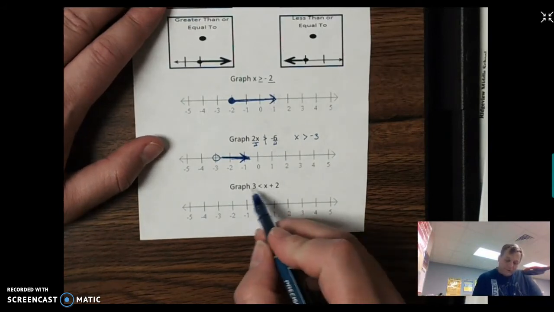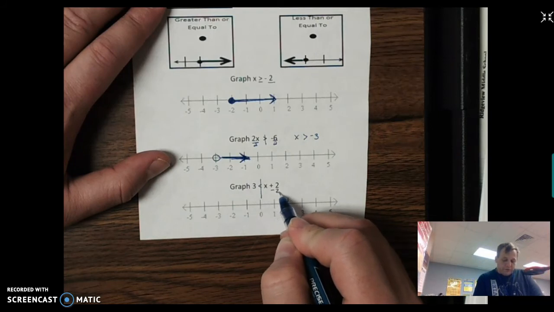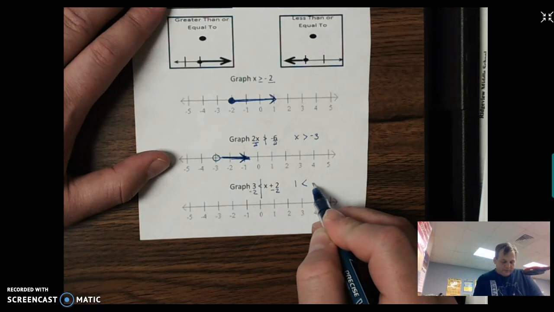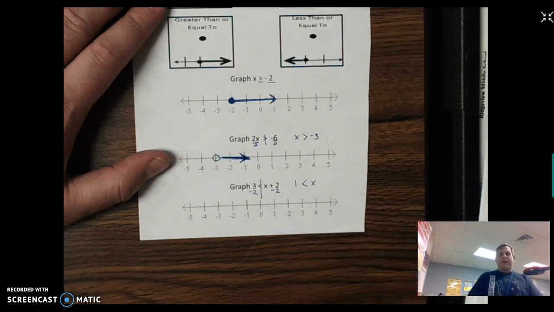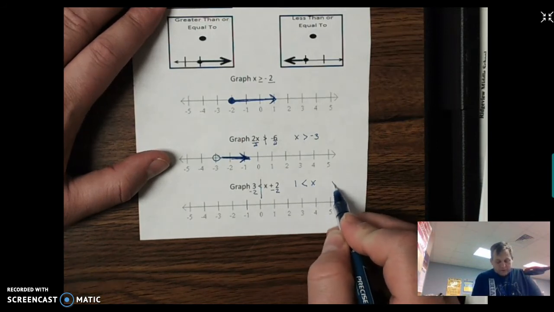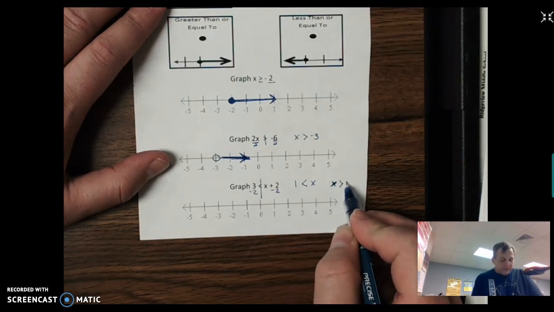Now we're going to look at graph number 3. Again, we need to isolate x. That's always our goal. Since we added 2, we subtract 2, and we get 1 is less than x. Now I've told you I always like putting x on the left. It makes it easier to graph for me. So I'm going to flip the entire thing. The mouth is facing x, so it still needs to face x. X is greater than 1.